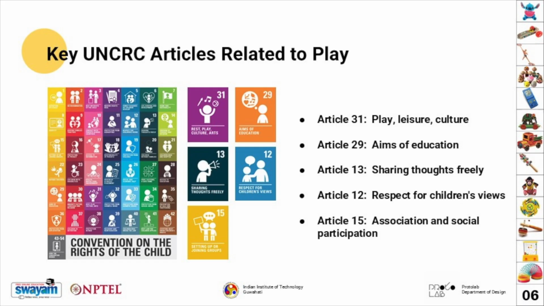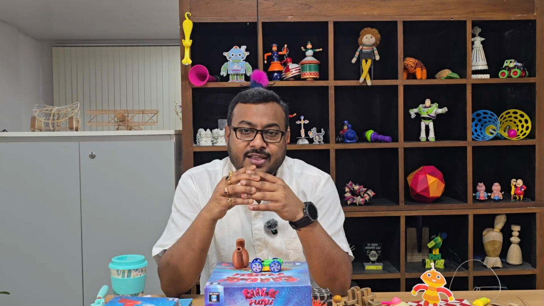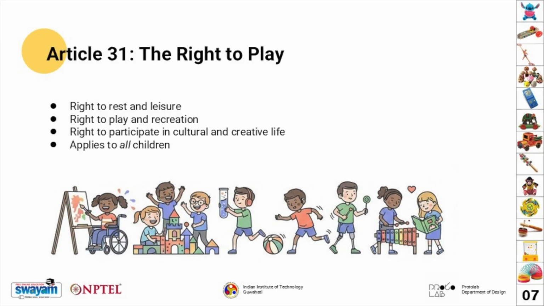Article 15 recognizes children's right to form groups and interact socially. Play is often the context in which friendships, cooperation, and belonging are built. Together, these articles show that play is about dignity, voice, learning, and participation, not just entertainment.